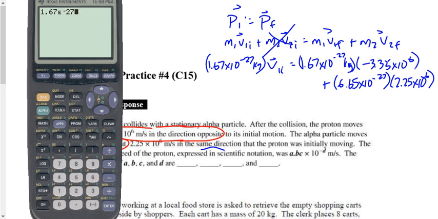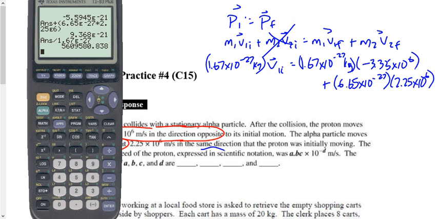1.67 times 10 to the minus 27 times negative 3.35 times 10 to the 6. Okay, I'll press equals there. Then I'm going to add to that, still on the right-hand side, brackets 6.65 times 10 to the minus 27 times 2.25 times 10 to the 6. There's my right-hand side. Then I'm going to divide that by 1.67 times 10 to the minus 27.